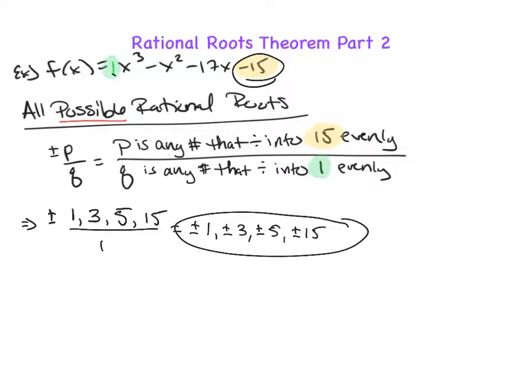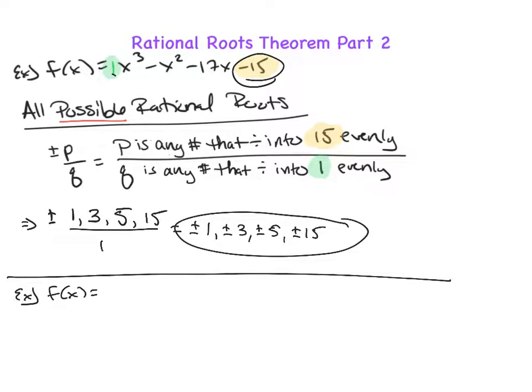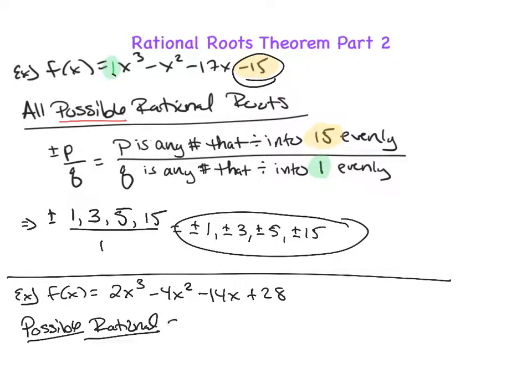Let's do another example before we start to actually find which ones work and which ones don't, and we'll come back to this one. So let's say f of x is equal to 2x cubed minus 4x squared minus 14x plus 28. Now all of our possible rational zeros or roots are positive or negative.